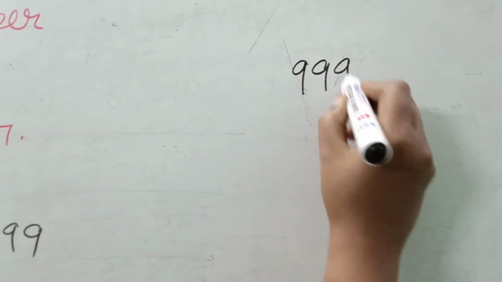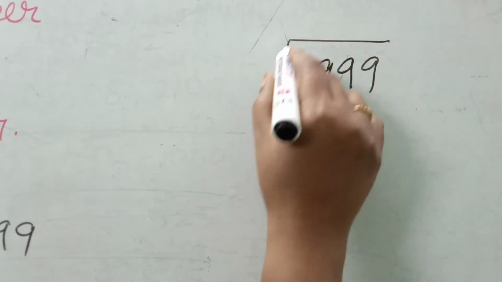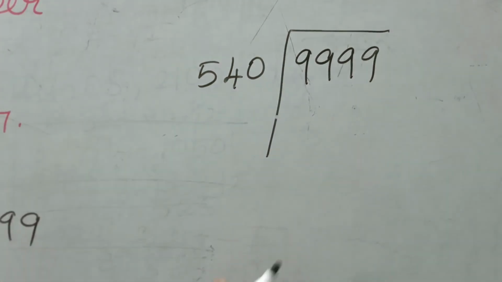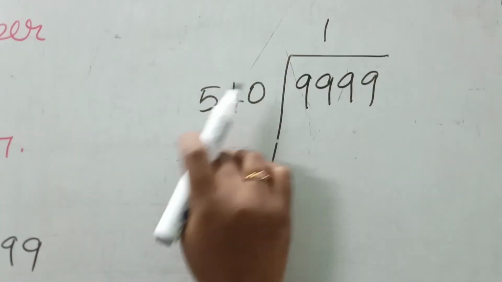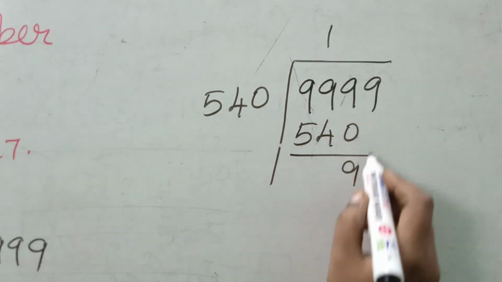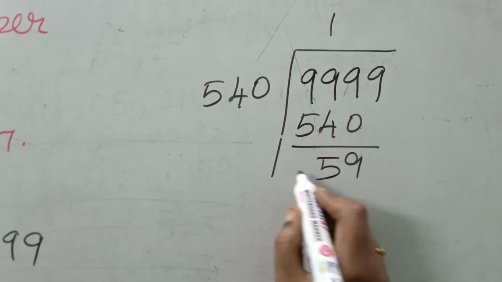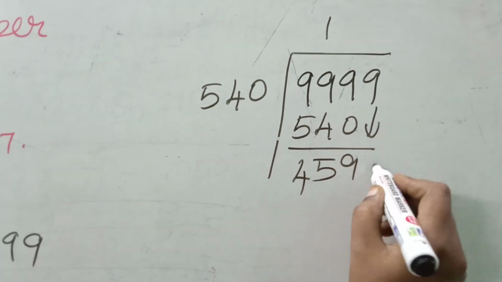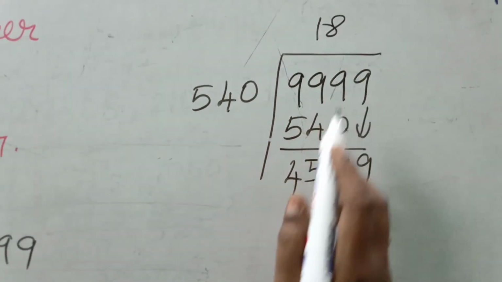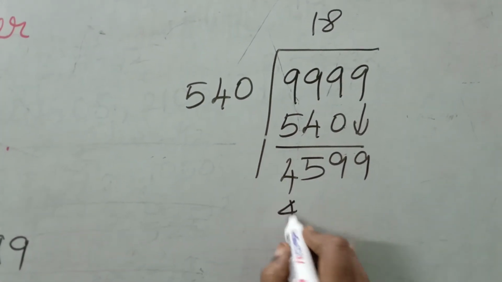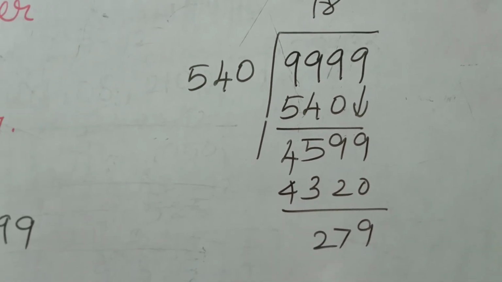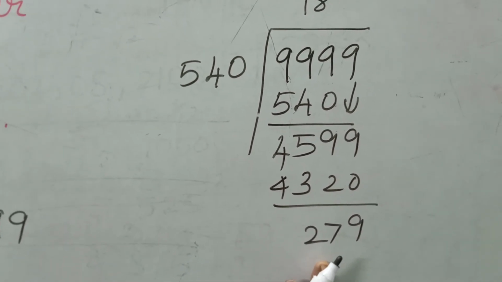Divide the largest 4 digit number 9999 by the LCM 540. 1 times 540 is 540. Subtract the numbers, we get 459. Take the next digit 9. This is 8 times divisible. 540 into 8 is 4320. Subtract the numbers, I get 279. Therefore, 279 is the remainder.